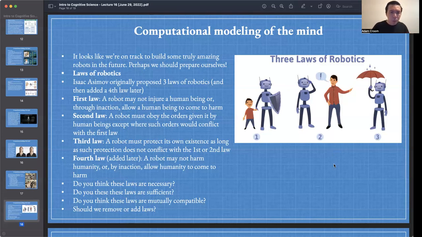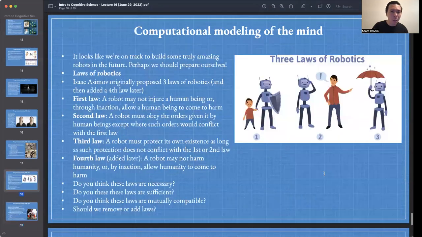Okay. In other words, should we remove any of these laws or add any new laws? What do you think would be a nice, accurate set of laws for robotics? As we get closer into the future, being able to articulate such a set of laws or constitution seems to be increasingly important.